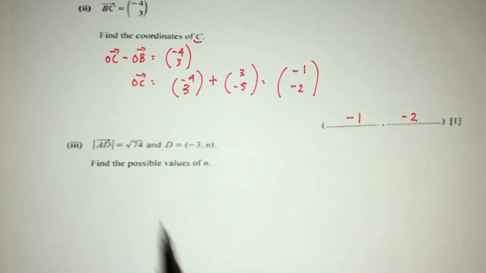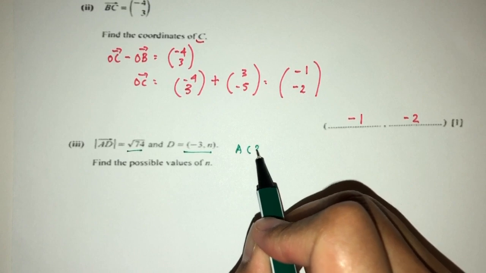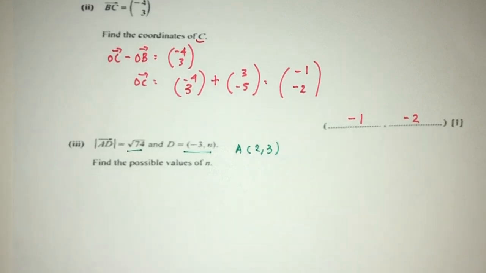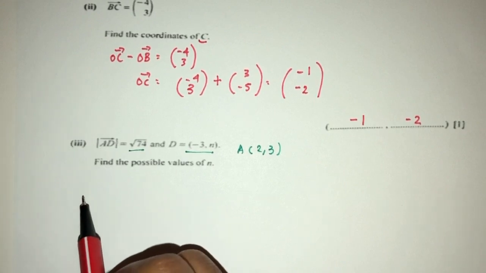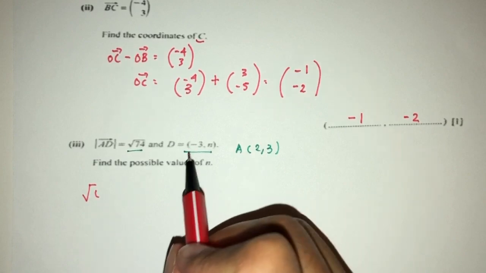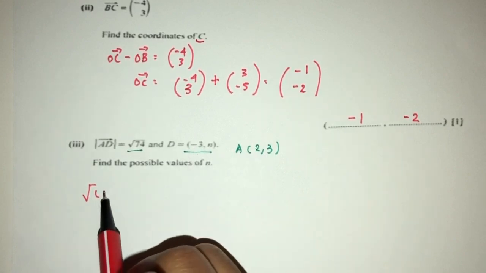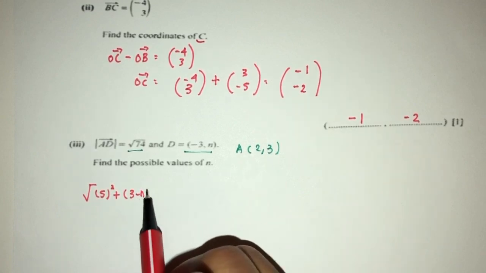Now for part 3, we have the value here. The magnitude of AD is given to you by this, and the point is this. So the point A is given to you by 2, 3. We have to use that information to find the possible values of n. So one by one, how would you find this one? So that will be square root. First thing first will be x, 2, this. So 2 minus minus 3 will be 5 squared plus 3 minus n squared.